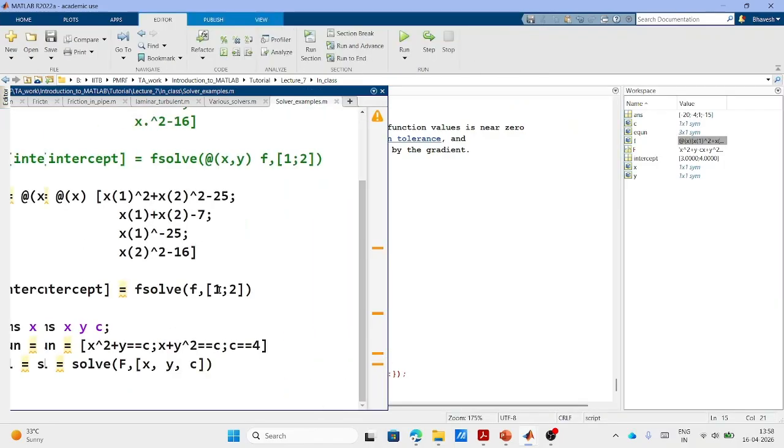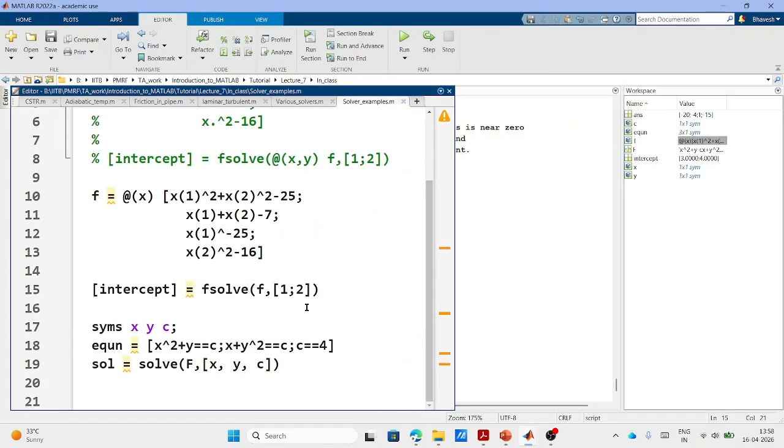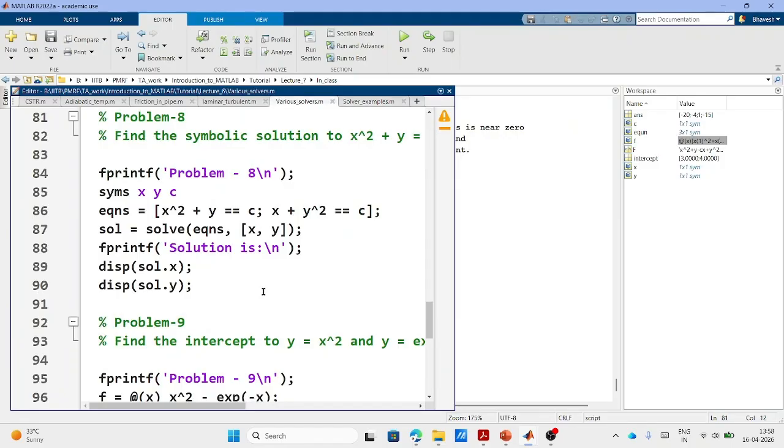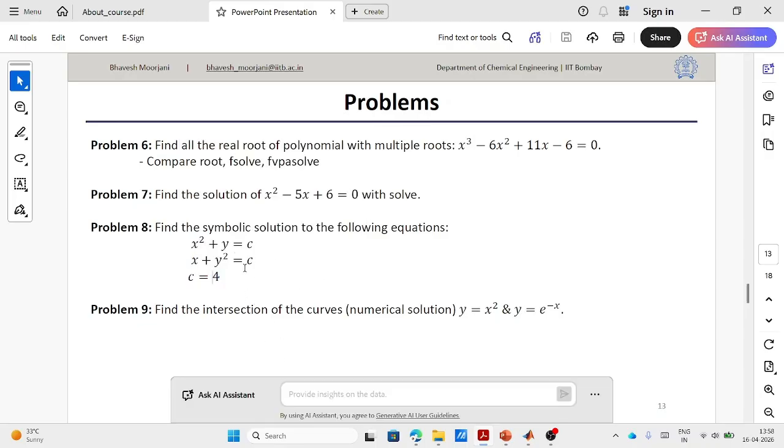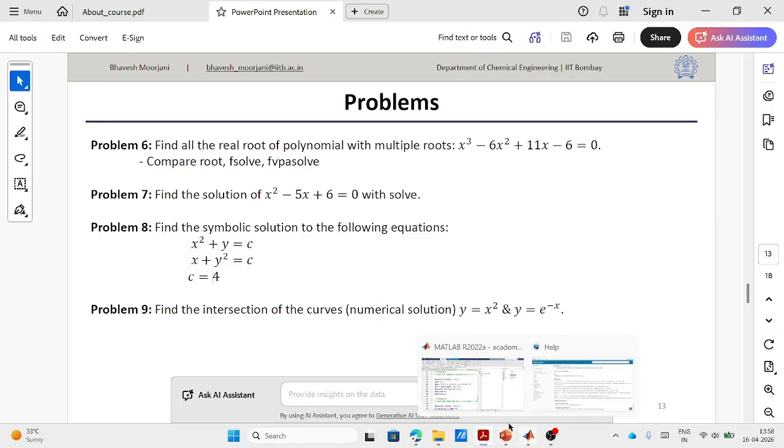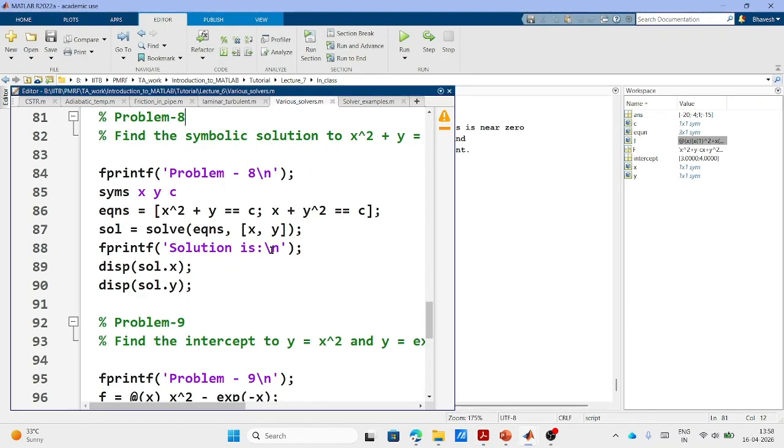The second part is finding the solution to symbolic equations. This is the problem statement: find a symbolic solution to the following equations: x squared plus y is equal to c, x plus y squared is equal to c. Here c is equal to 4 is given, but in case you don't know the value of the constant c, how will you find the solution? In that case, your solution will become dependent on c, so we have to solve it symbolically.